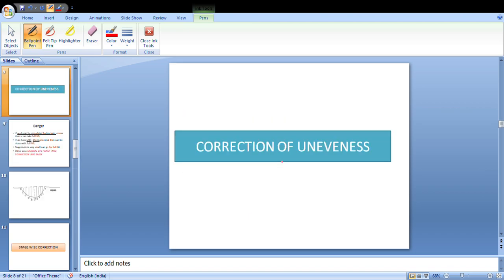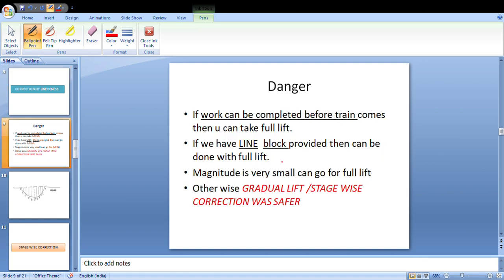Now once we are ready with the magnitude of unevenness, and at every 3 meters the value of unevenness, next is how to correct that. For correction we should take these points into consideration.